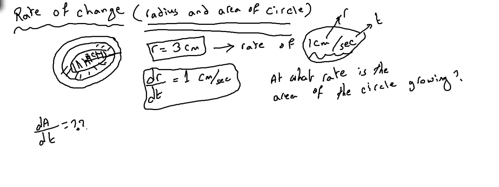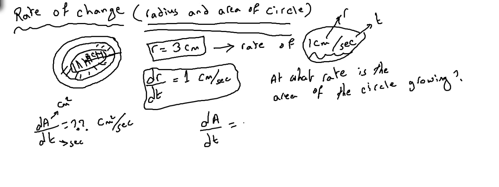Let me first find the unit. What is the change of area? If the radius is in centimeters, the area will be in centimeter square, and time will be in seconds. So we are talking about how many centimeters square per second is the change of this area. This is nice. So if I take dA over dt, we need to find it.